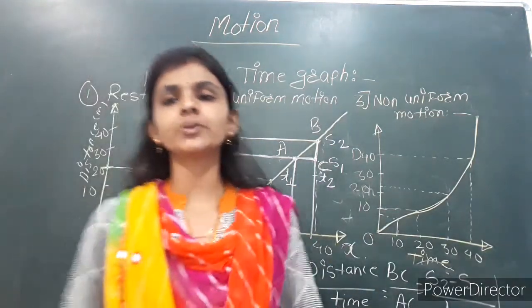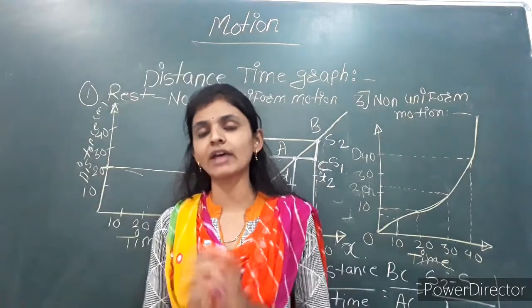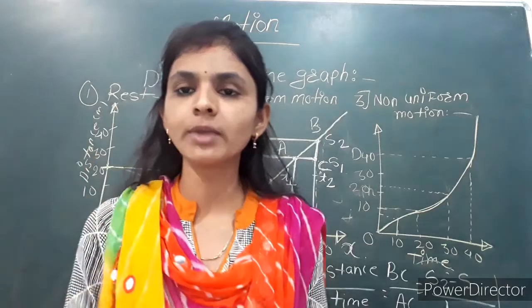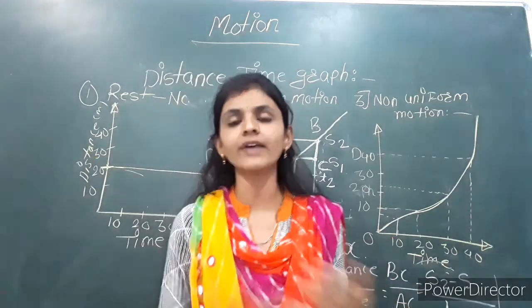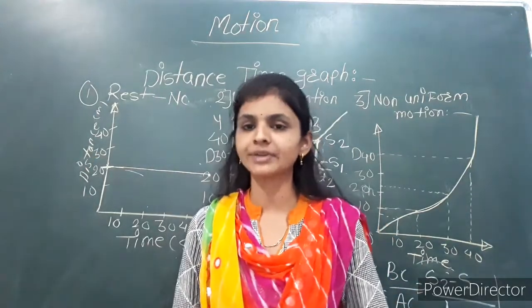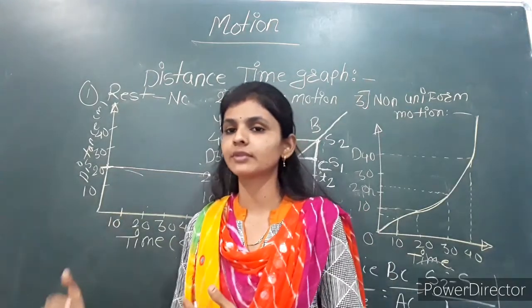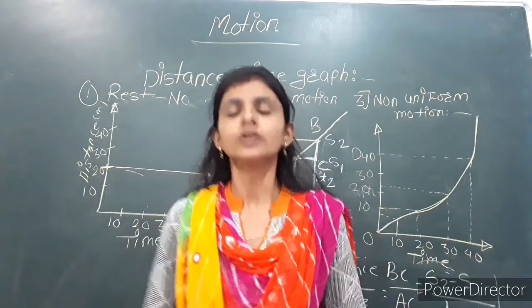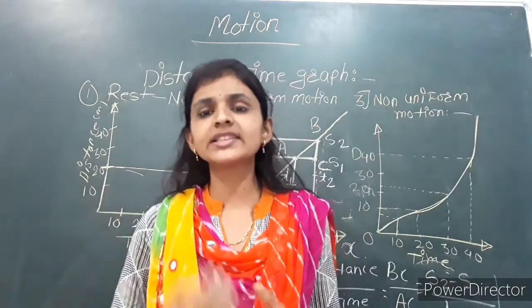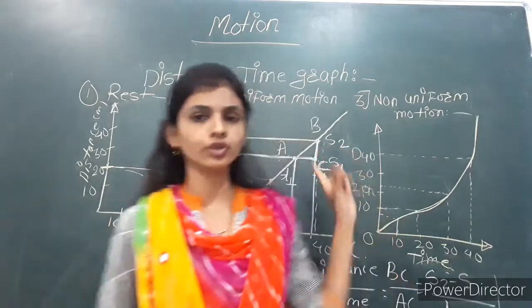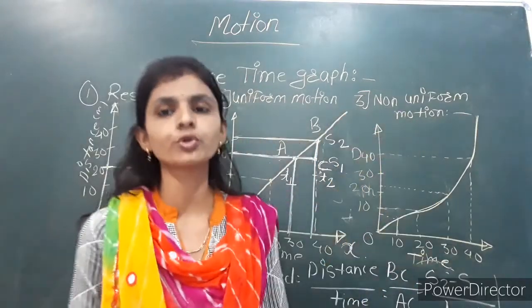So students, in today's period we discussed the graphical representation of motion. It can be done by using two methods. One is the distance time graph, another one is the velocity time graph. By using the distance time graph we can calculate speed. By using the velocity time graph we can calculate distance. The distance time graph can be employed in three conditions: rest, uniform and non-uniform motion.